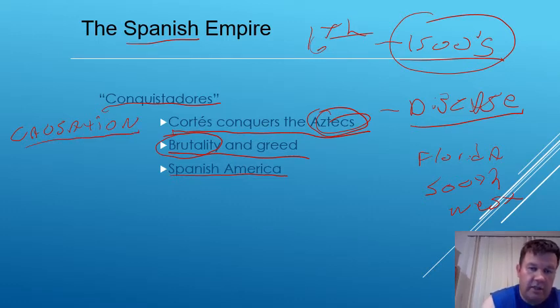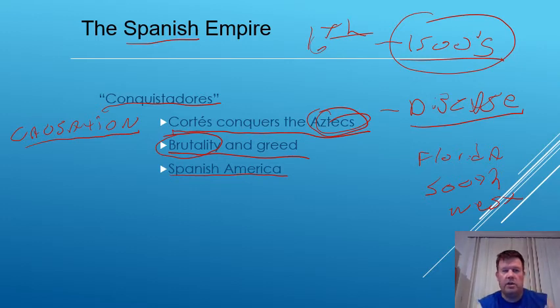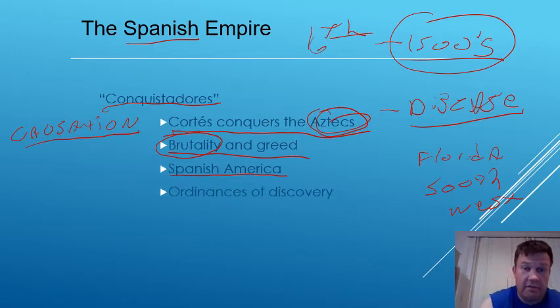C-A-U-S-A-T-I-O-N, causation. Basically, historically, causation is reference to what causes events to happen, what changes in society result in some sort of significant change. And that brings us to the next point, something called the Ordinances of Discovery. And the Ordinances of Discovery is what I like to refer to as super important AP point number 1.